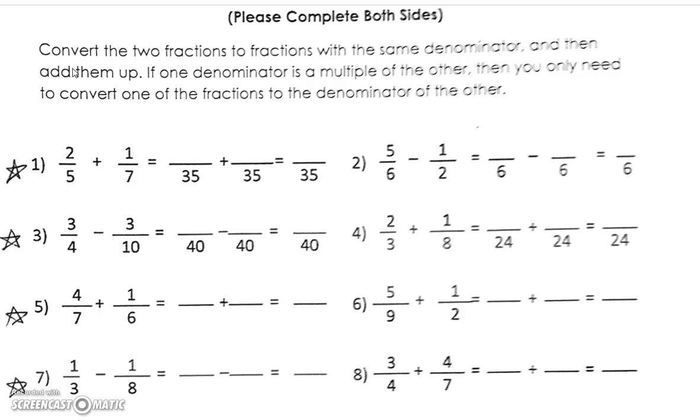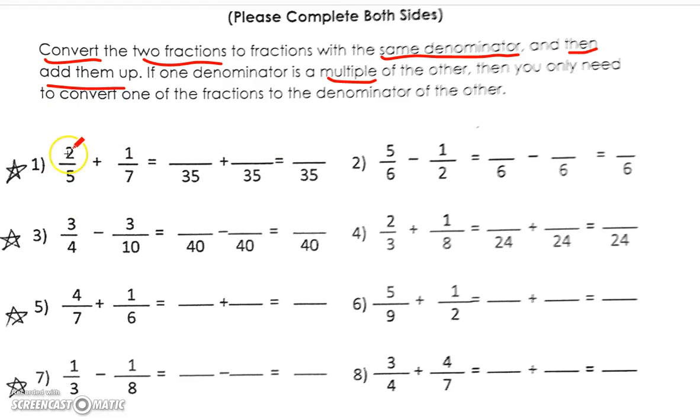So for tonight's homework, our objective is to convert two fractions to fractions with the same denominator. Remember, the denominator is our bottom number in a fraction, and then add them together. So that's the two-step process. If one denominator is a multiple of the other, meaning that it can go inside of the other denominator evenly, then you only need to convert one of the fractions. We'll dive into this a little further as we go on.